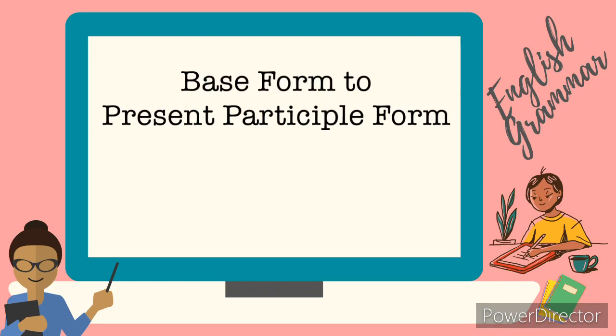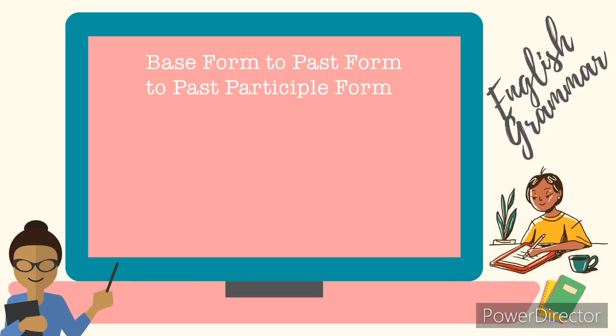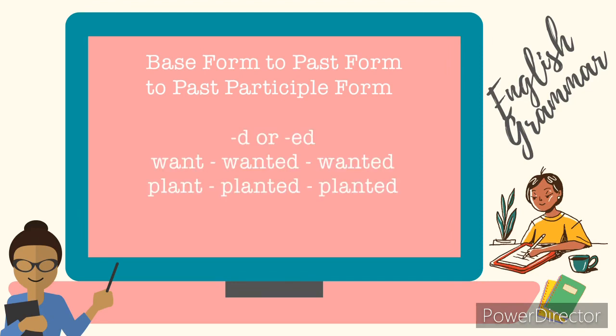It is easy to recognize and change a base form of the verb to its present participle form because we simply add the suffix -ing to the base form of the verb. Say want to wanting or plant to planting. It just gets a little bit confusing when we talk about past form and past participle form. For most verbs, changing a base form of the verb to the past and the past participle form is also easy because we simply add the suffix -d or -ed to the base form, and we already have the past form and past participle form. Say want to wanted or plant to planted. These types of verbs are what we call regular verbs.